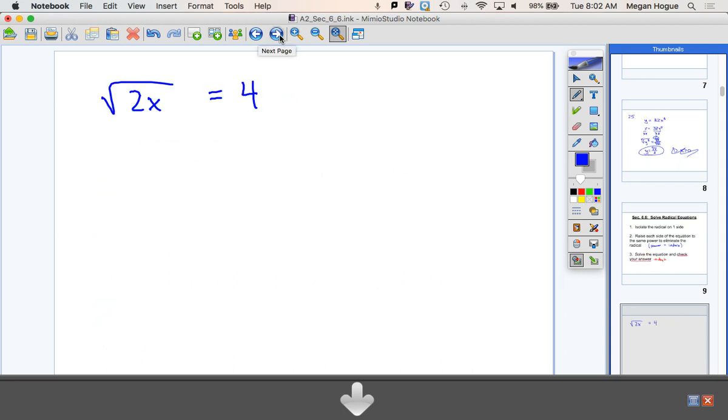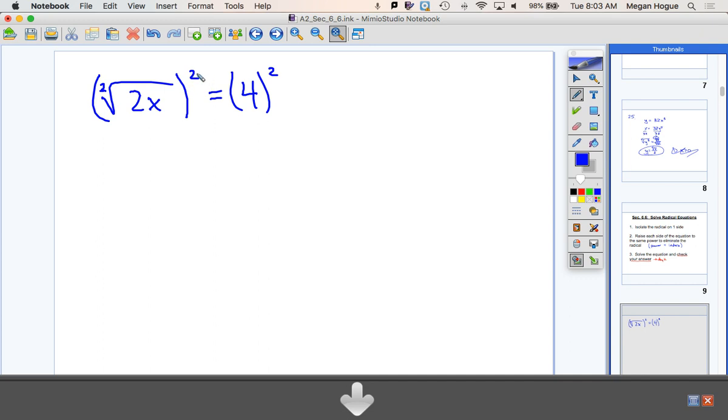So here we go. Square root of 2x equals 4. The radical has to be on a side by itself. Is the radical by itself? Yeah, the radical's over here. It's a square root. Well, the opposite of a square root is to square it. So I'm using an exponent of 2. Well, that means on this side I have to use an exponent of 2, and that's because that index is 2.